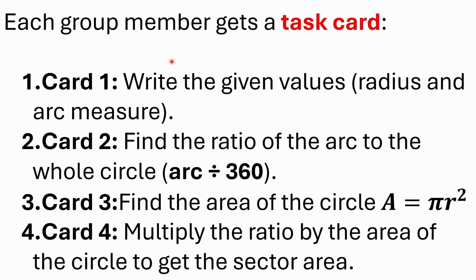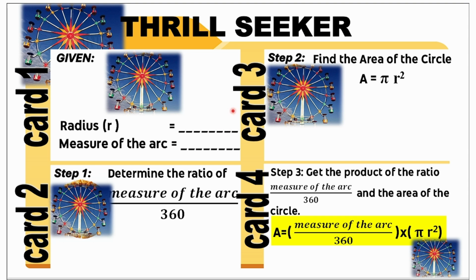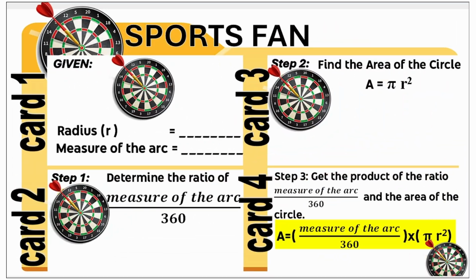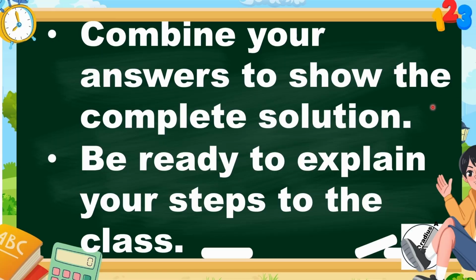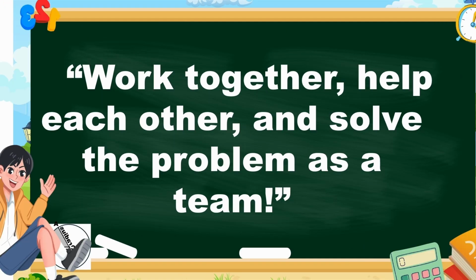Each group member gets a task card. For card number 1, write the given values. For card number 2, find the ratio of the arc to the whole circle. For card number 3, find the area of the circle. For card number 4, multiply the ratio by the area of the circle to get the sector area. And we have card 1, card 2, card 3, and card 4. Again, combine your answers to show the complete solution. Be ready to explain your steps to the class. Work together, help each other, and solve the problem as a team.